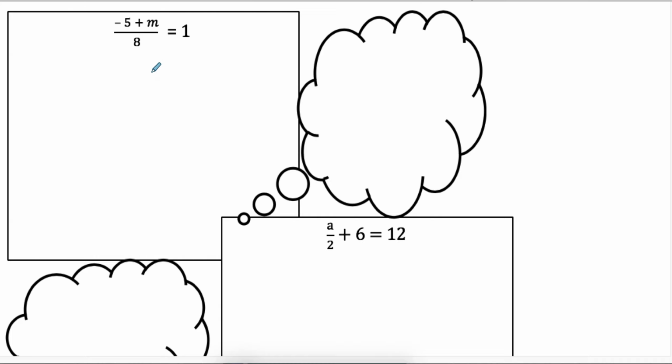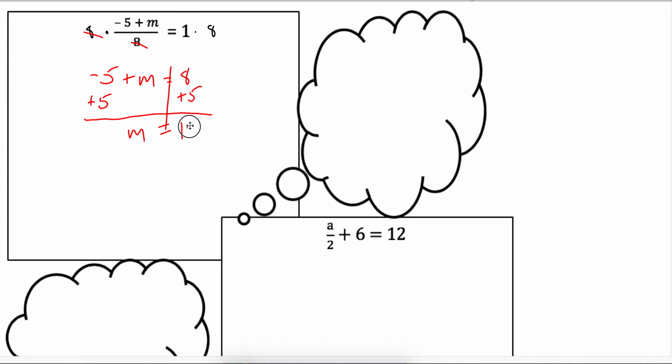And just some quick notes here. Solving equations. These aren't inequalities anymore. We have an equal symbol here. If we want to get rid of this 8 at the bottom, this is divided by 8. Let's multiply by 8 to both sides. The 8's cancel. We're left with -5 plus m equals 8. Then we get rid of the 5 by adding it to both sides. And we're left with m equals 13.